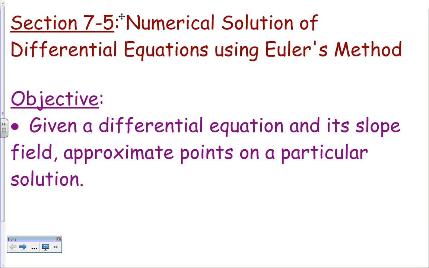Section 7-5 is on numerical solutions of differential equations using Euler's method. The objective of this section is, given a differential equation and its slope field, to approximate points on a particular solution. If you recall, in the last section we were solving differential equations using a graphical method.